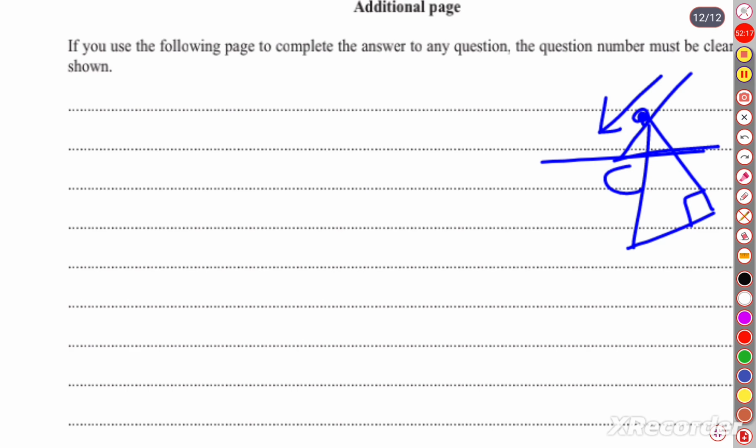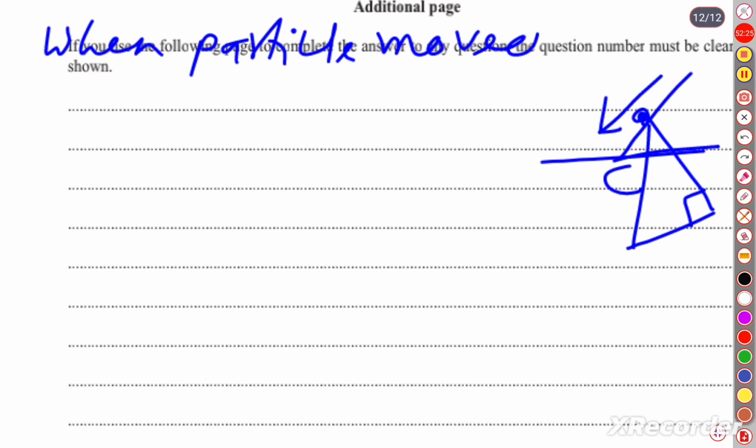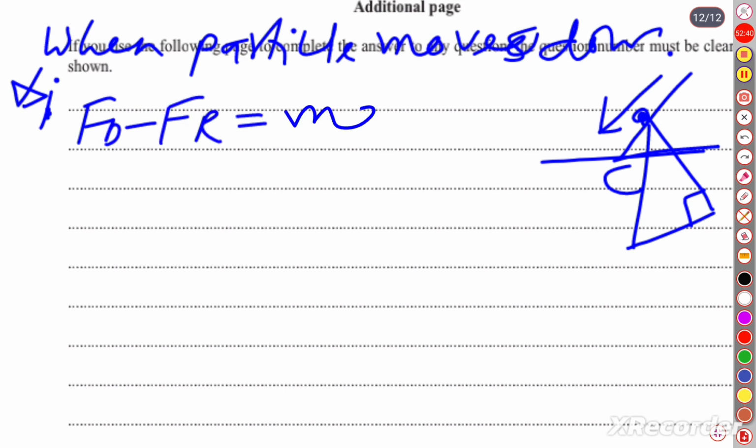When the particle moves down, the driving force is, this symbol can be used, it is going downward now. Our concept is driving force minus resistance force is equal to mass into acceleration. The particle is moving down, so weight is causing the downward movement. Weight is this one, which is mg, and we will write mg.